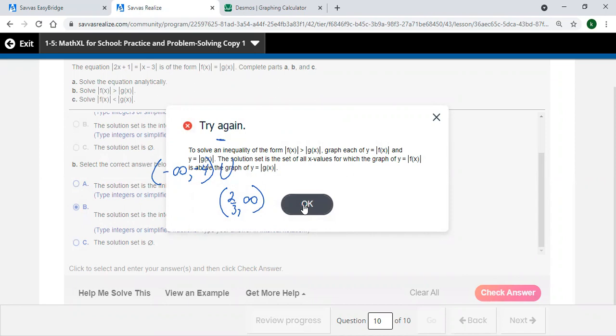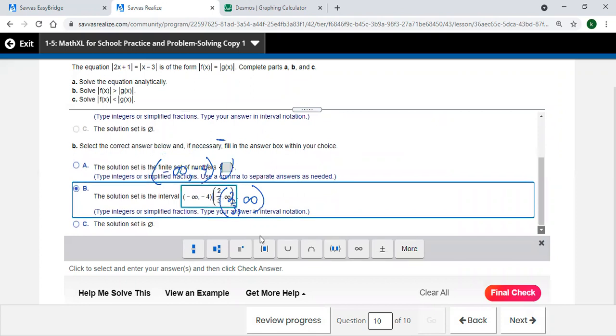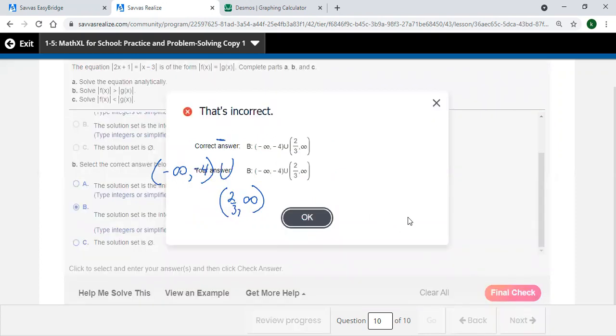It says the solution set is the set of all x values for which graph is above. That's not what we did. It said the integers, type your answers in interval notation. Well, let's try one other thing here. And that is that sometimes in the middle, it wants a U. I thought that's what I was trying to type. Wait, what's different with my answer than their answer? Those two things look exactly the same to me. Well, for goodness sakes. All right, well, we were doing the right thing.